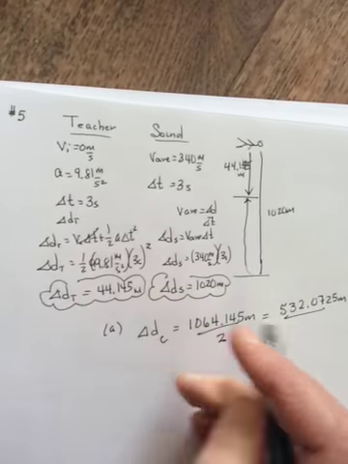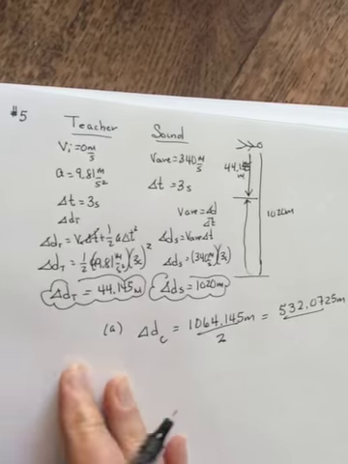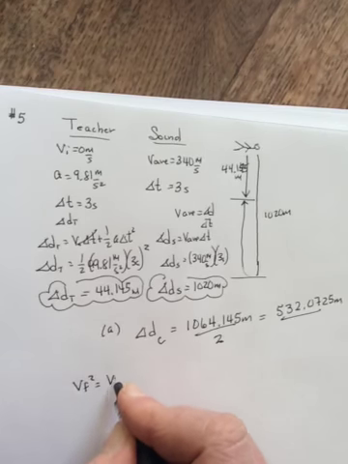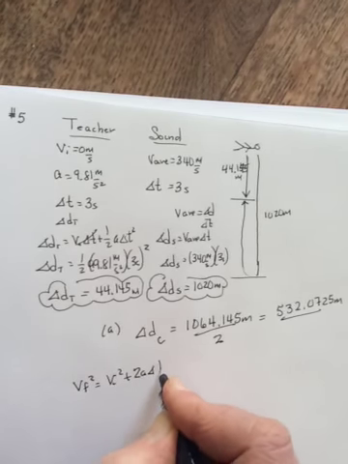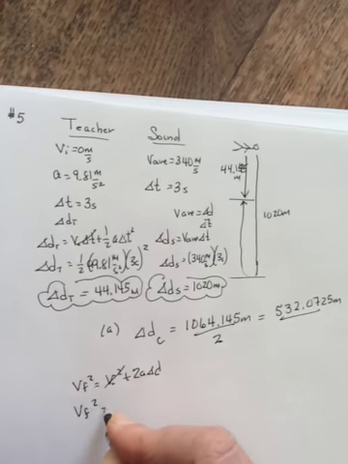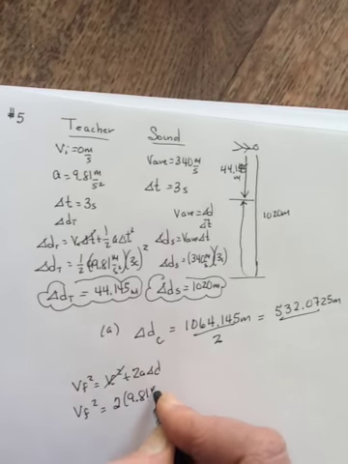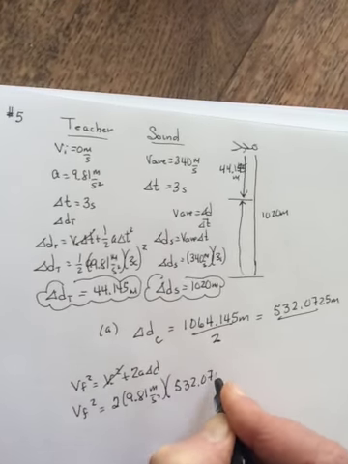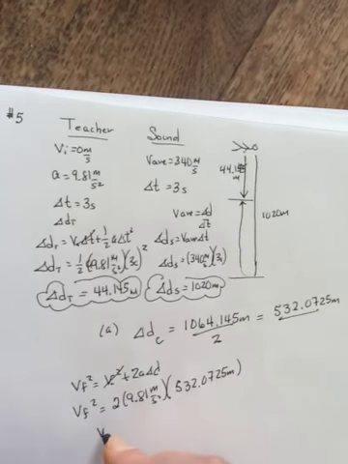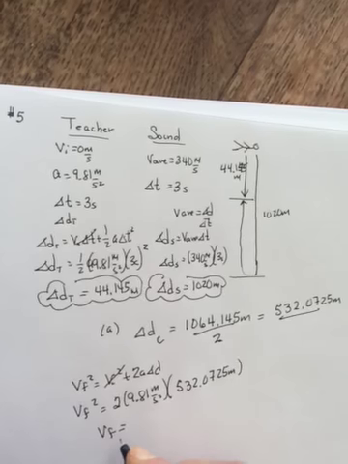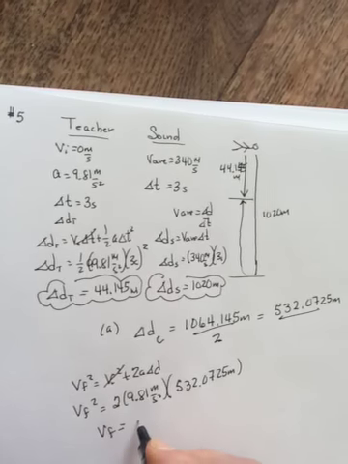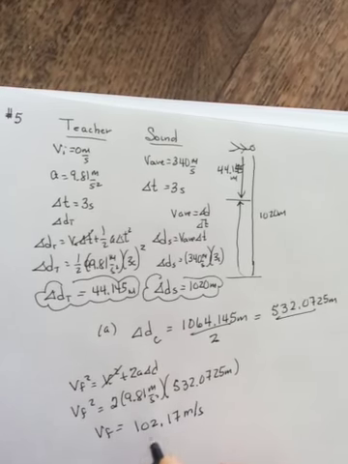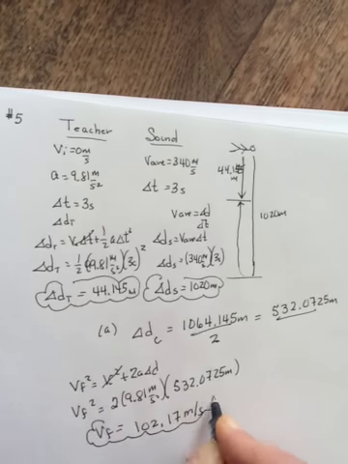That's part A. Part B said, how fast will she be moving when she hits the ground? So you're looking for VF, and we know VF squared is equal to VI squared plus 2A delta D. VI is 0, so VF squared is equal to 2 times 9.81 meters per second squared times 532.0725. I'd like to point out that this cliff is over a half a kilometer high. And when you do this, she's going at a speed of 102.17 meters per second, which is totally insane.